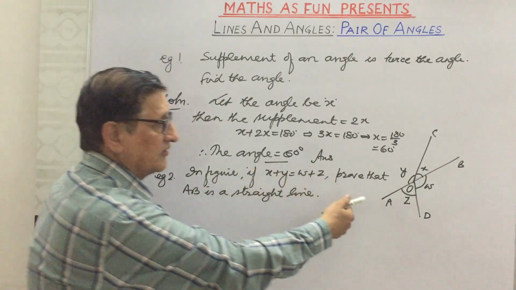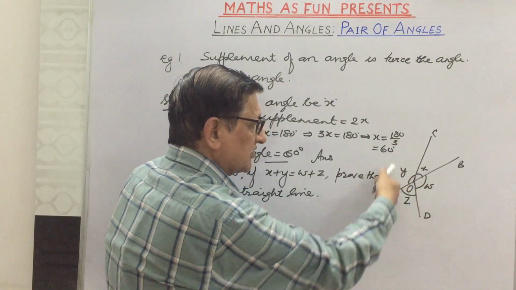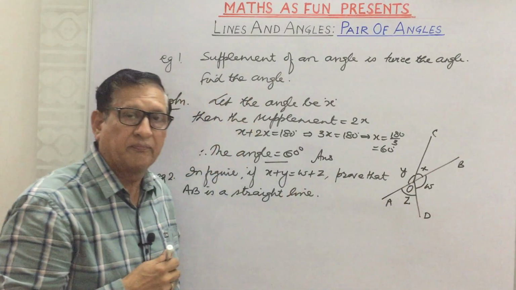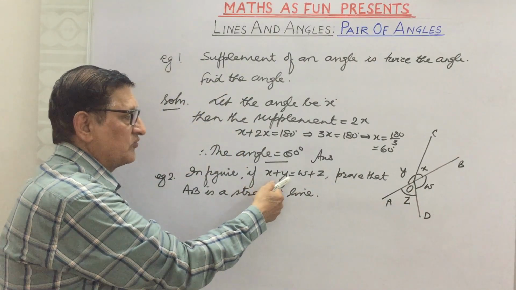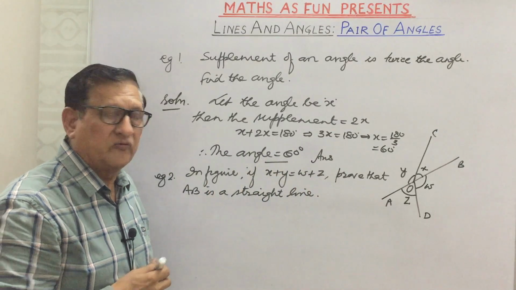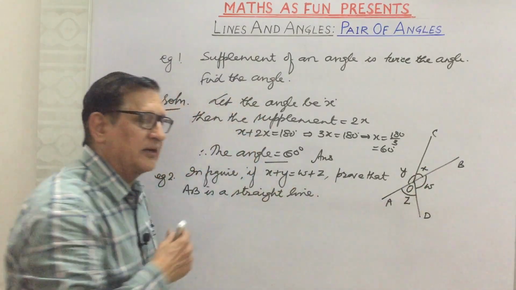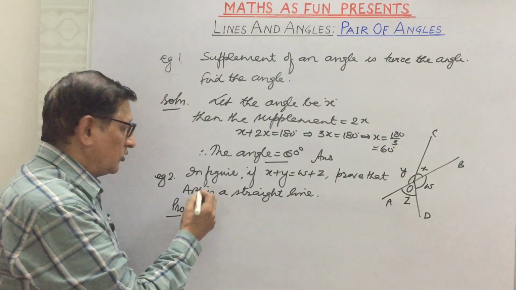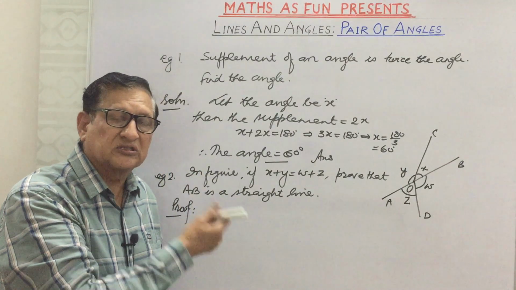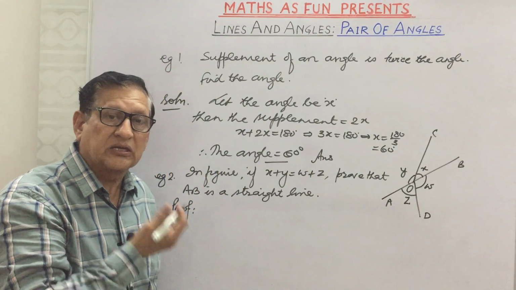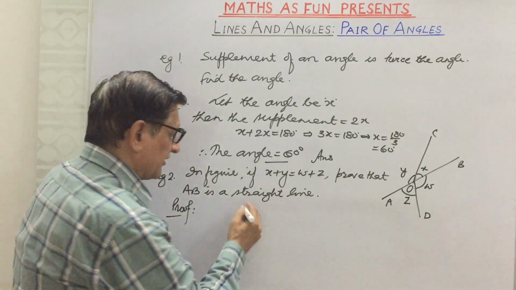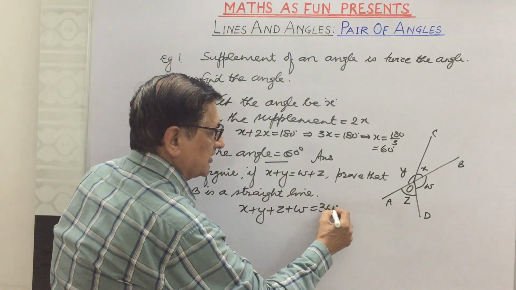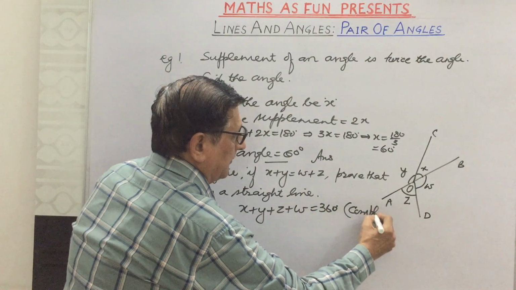Another problem: we are given a figure. There are some angles formed, 4 angles at point O. They are x, y, z and w. And it is given that x plus y is equal to w plus z. We have to prove that AB is a straight line. What we do to prove it? We know that all those angles which are formed at a point, the sum of them is 360 degrees. We will write here x plus y plus z plus w is equal to 360 degrees because they are forming a complete angle.